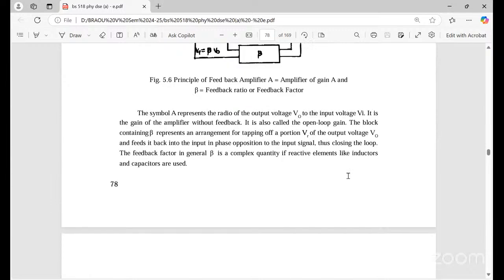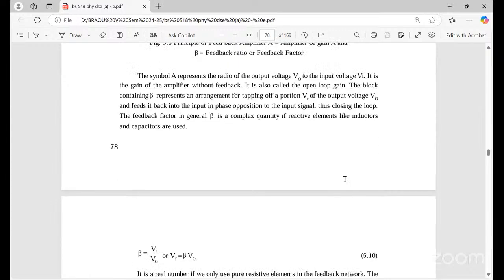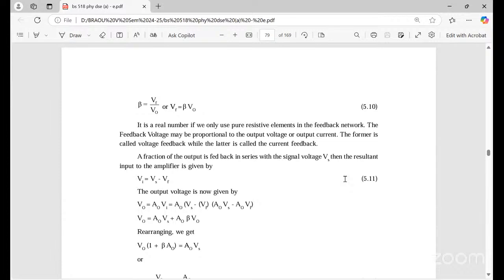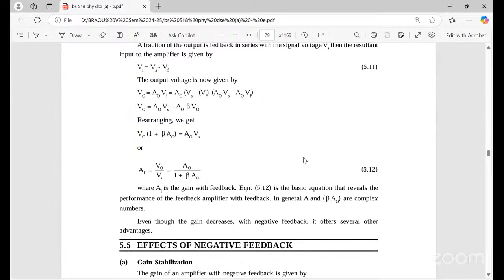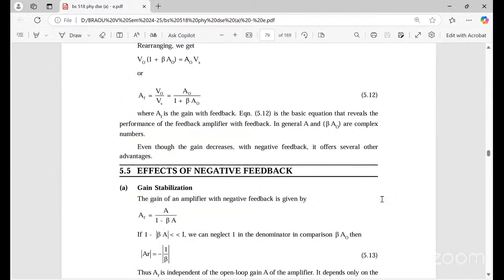Now, what is the beta feedback amplifier ratio? What is the VF value? What is the AF value? Gain with feedback, AF, is A naught by 1 plus beta A naught. You need to do the calculation part, beta A naught.